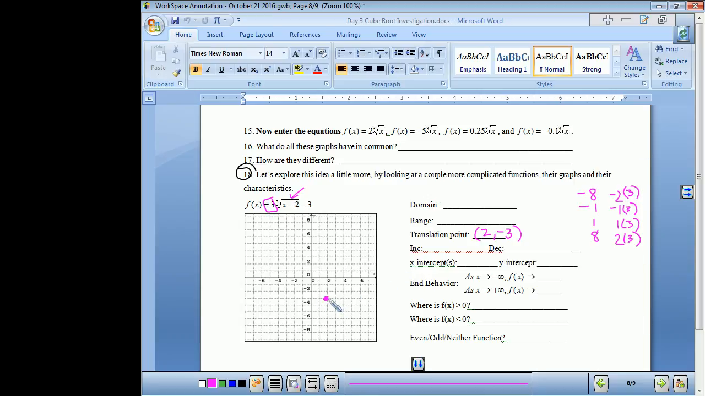So, we go left 8, and then we go down 2, 4, 6 because of the 3. And then we go left 1, instead of down 1, we go down 3. And then we go right 1, and we go up 3. And we go off the charts, and we could go up 6. I'm just kind of guessing. It's somewhere around there. I don't know.